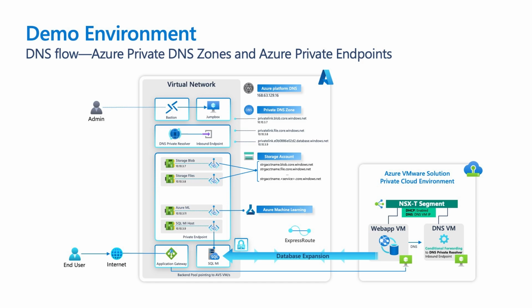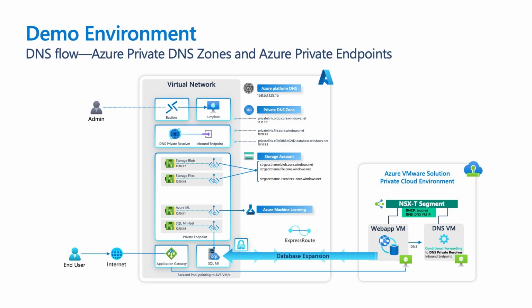We have some DNS both in Azure VMware Solution and some DNS that's living in Azure. And we're going to talk about how this flow works. And so ultimately what we're saying is, I think in this scenario, we'll say it's a database expansion scenario, like you have for maybe the SQL MI use case like we talked about, and as we're showing on the diagram here.